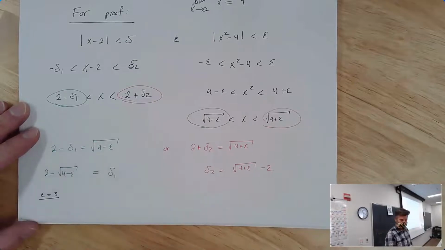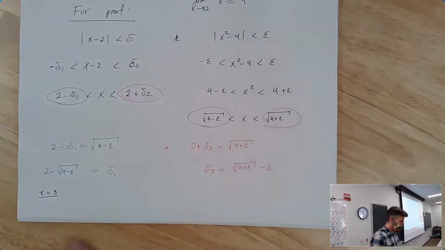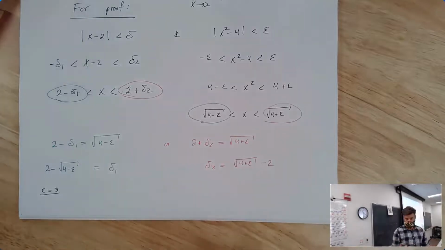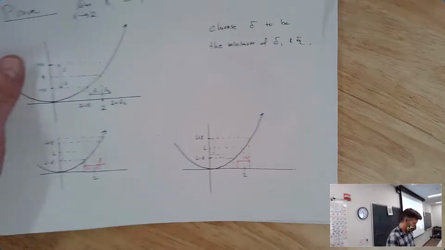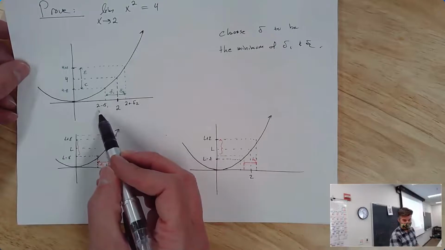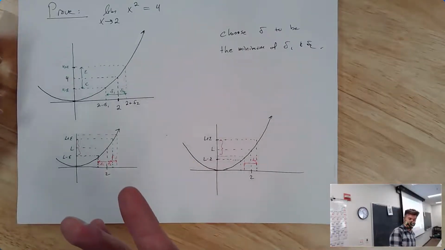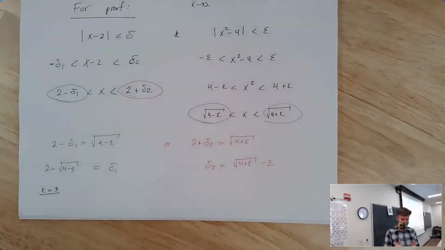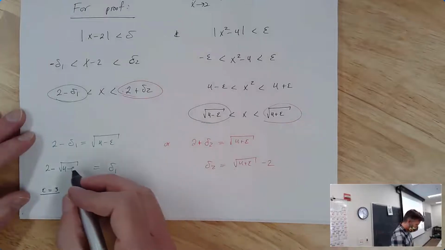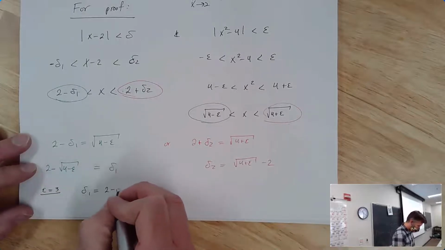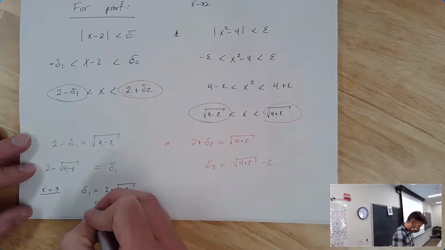We have a question. For delta 1, I think it's 2 plus. So the thing is, if we look back at the picture, this point here should be 2 minus delta 1 because we're going delta 1 to the left. Okay, I see. Good. So if we take epsilon equal to 3, we're going to get delta 1 equal to 2 minus the square root of 4 minus 3, which is 2 minus 1.